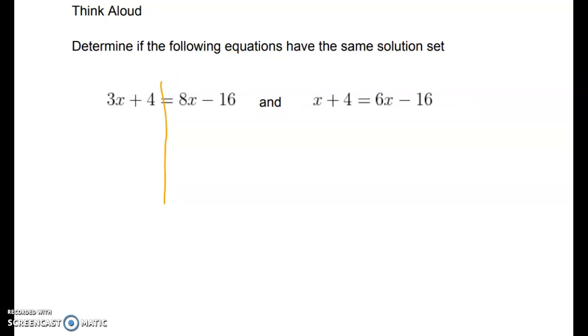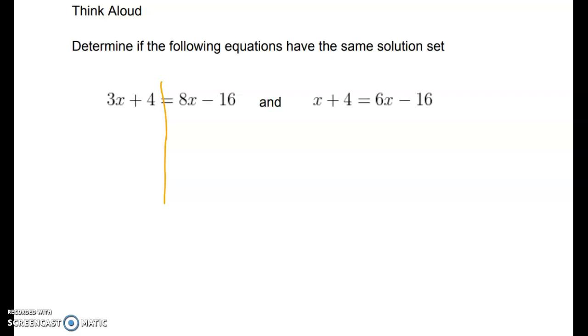This problem says 3x plus 4 is equal to 8x minus 16. It doesn't look like I need to simplify on either side, so that means I can now move my x's to the left-hand side. So remember, you need to ask yourself, do I need to simplify? Do I need to distribute? Do I need to combine like terms? There's not any in this problem. I'm just going to start moving my x over.